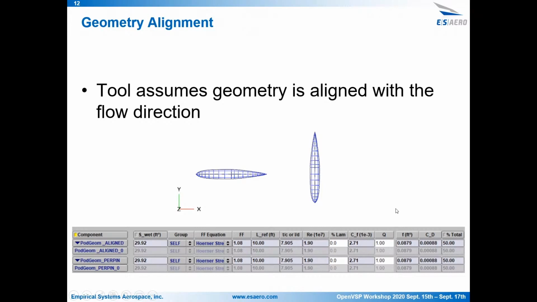And so when you do put a pod in, or you do put a wing in, or if you're using a fuselage component to represent a landing gear strut or a stack component, when you have those complex geometries, the Parasite drag tool is going to assume that it's aligned with the flow. A fuselage would be aligned longitudinally with the flow. So be careful there and make sure you have the expected results that you're wanting to see.